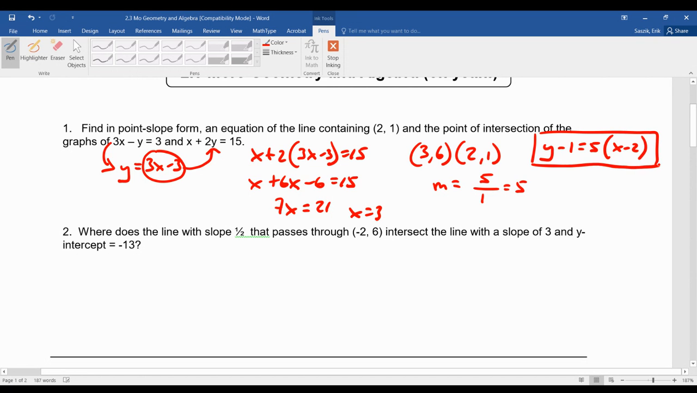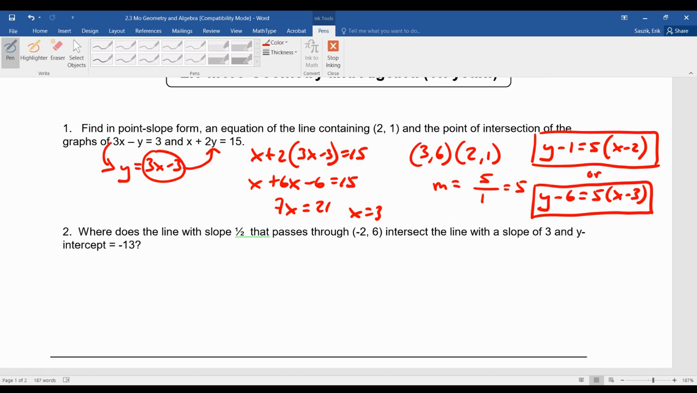And I'm done. Now, I could also have picked the first point: y minus 6 equals 5 times x minus 3. Either one's okay. Now remember, it specifically said point slope form here. So, to get full credit, you'd have to leave it in point slope form. You could solve for y and change it to slope intercept form, but that's not what this problem was asking for. Okay?